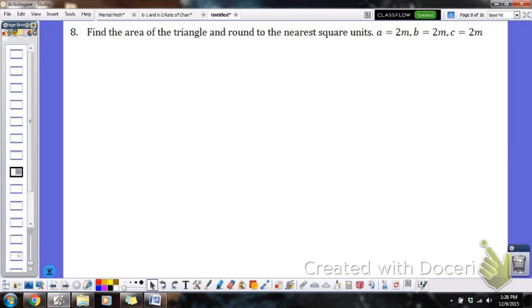So number 8, I'm finding the area of a triangle again. Again, 3 sides, so I'll have to use Heron's formula again. So the first thing I need to do is find my half of the perimeter. So s is equal to 1/2 times 2 plus 2 plus 2, which will be 3. I will then need to put that into the formula a equals the square root of s times s minus a times s minus b times s minus c.